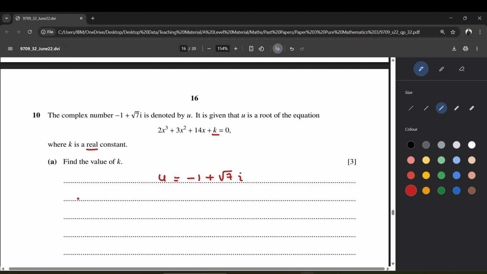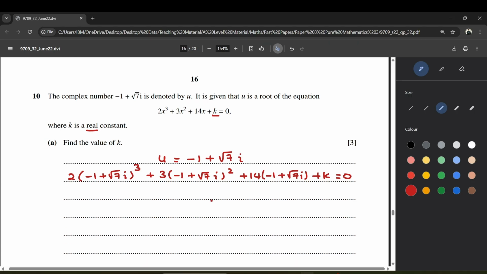So that basically means 2 times minus 1 plus root 7i whole cubed, plus 3 times minus 1 plus root 7i whole squared, plus 14 times minus 1 plus root 7i, plus k equals 0. So now we first have to work out what the expression will be when we take the cube of this complex number and when we take the square of this complex number. Let's work that out over here.